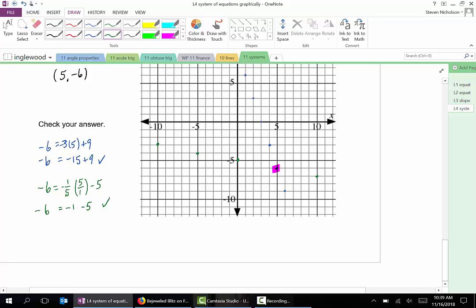Absolutely. So here's our grade 10 math. Solving a system of equations graphically, and the only thing I want you to notice about this is the solution has to be nice. It has to be an integer answer for x and y.